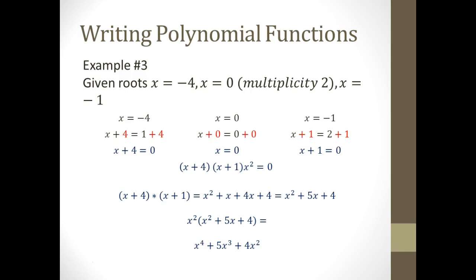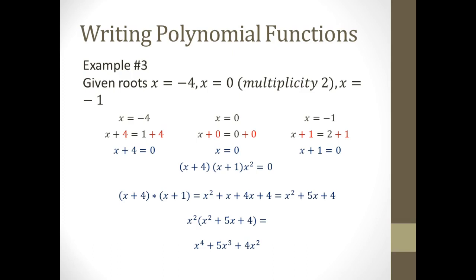Now here's example 3. I wanted to give you an example that includes multiplicity. Now here you're given 3 roots, but the root x equals 0 has a multiplicity of 2. That means I have 2 factors, x and x. So let's look at what I mean.